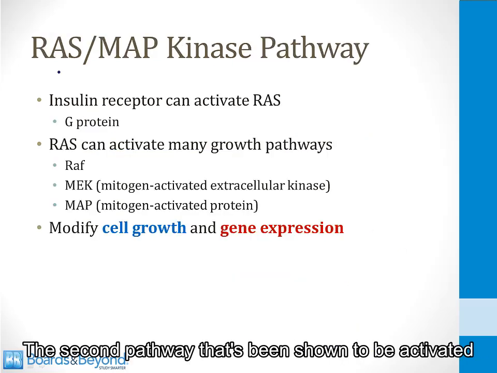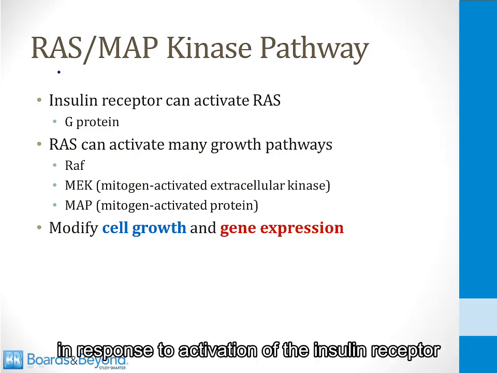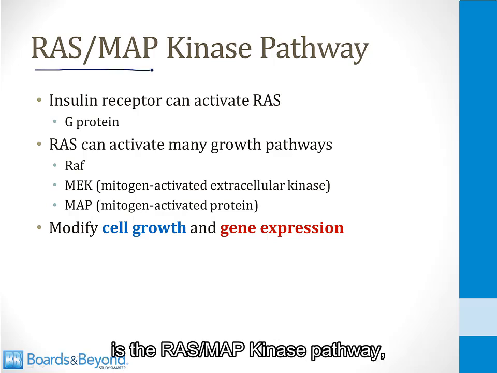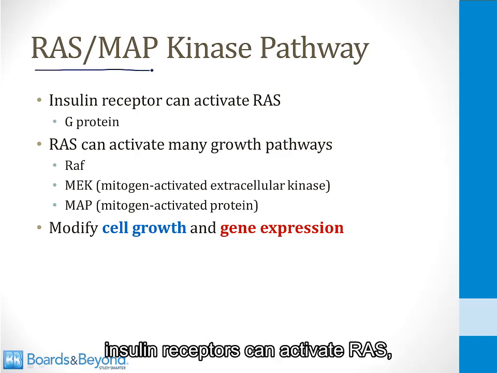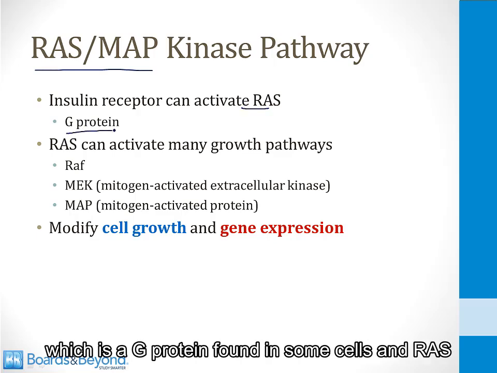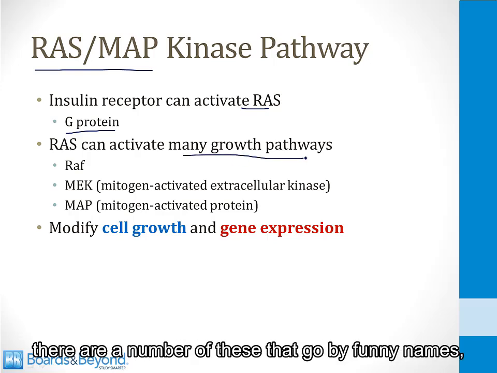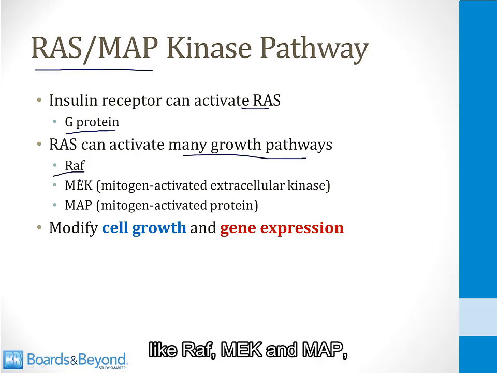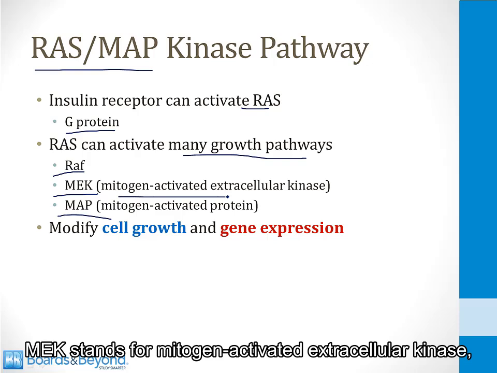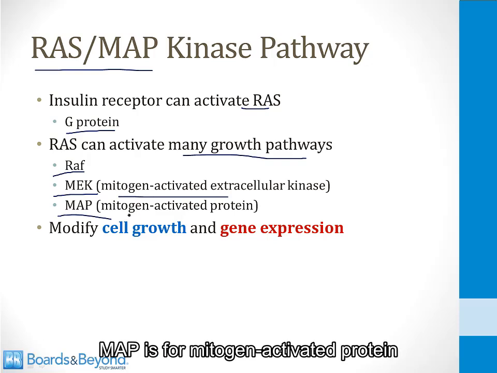The second pathway that's been shown to be activated in response to activation of the insulin receptor is the RAS-MAP kinase pathway. Insulin receptors can activate RAS, which is a G protein found in some cells, and RAS can then activate many growth pathways. There are a number of these that go by funny names like RAF, MEK, and MAP. MEK stands for mitogen activated extracellular kinase. MAP is for mitogen activated protein.